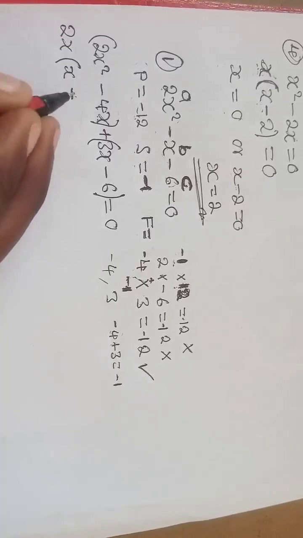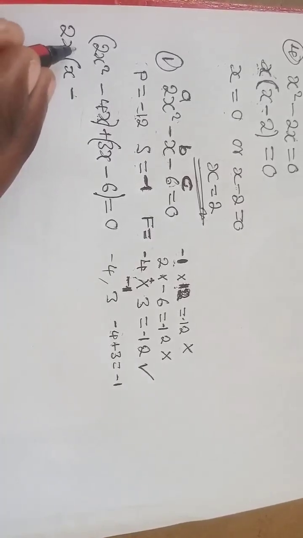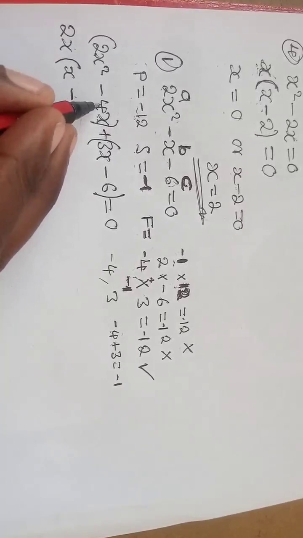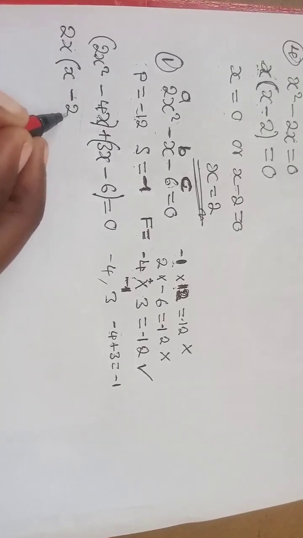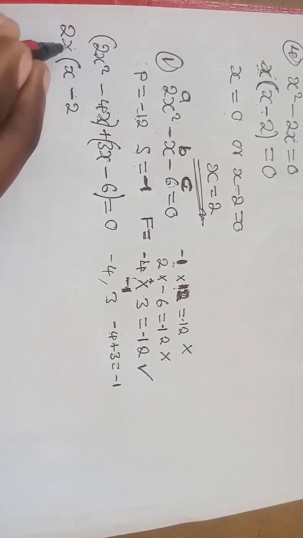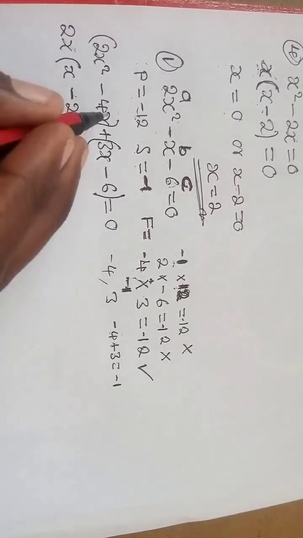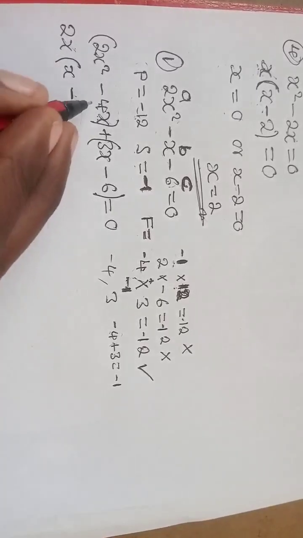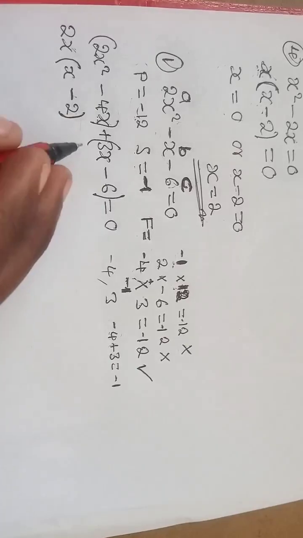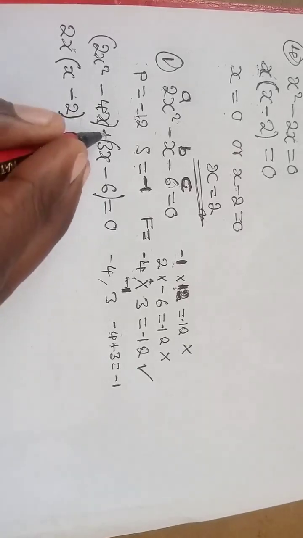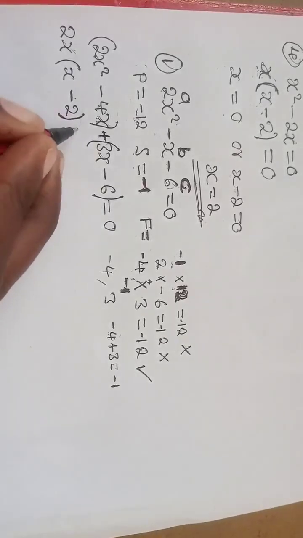Then minus 2 into 4. 2 into 4, it is 2, like that. Then x into x, x cancels. So we are going to remain with just 2. So here we get this sign, positive.